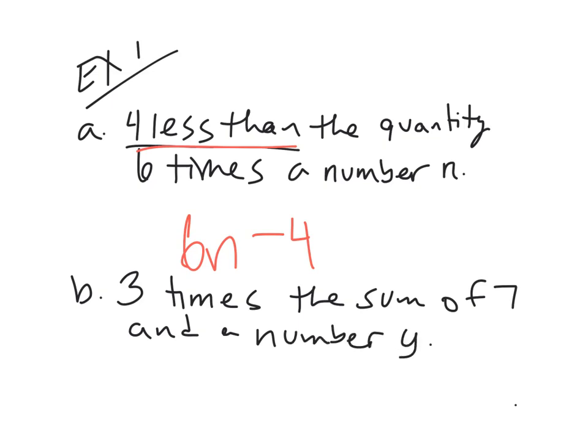All right, for B, 3 times the sum of 7 and a number y. Okay, so we have 3 times the sum of 7 and number y. So you see that 7 is being added to the y, right? But then all of that is times 3. So this is where you're going to use your parentheses. 3 times 7 plus y. How did I know it was addition? The sum. Yes, because it says the sum.